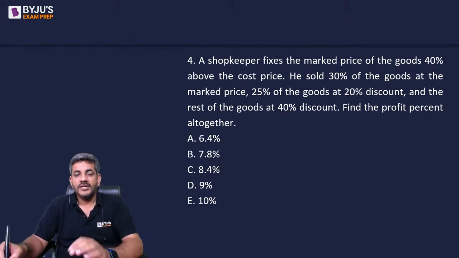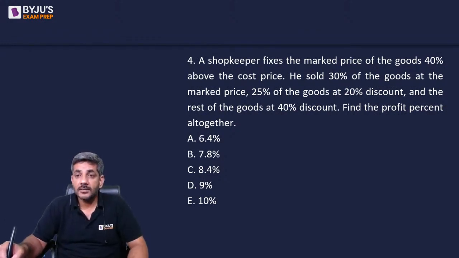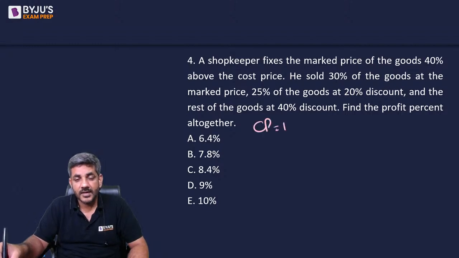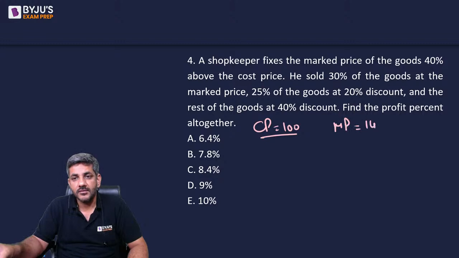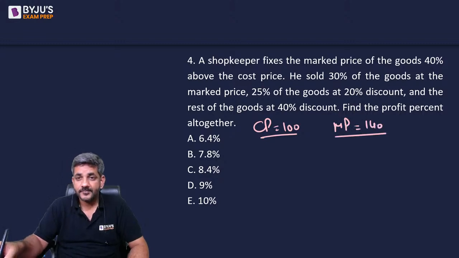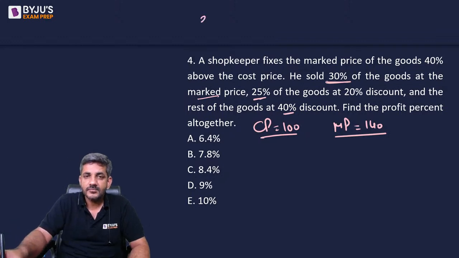Okay. So he says a shopkeeper fixes the marked price of the goods 40% above the cost price. So let us say the cost price is 100. So he fixes the marked price 40% above, that is 140. He sold 30% of the goods at marked price, 25% of the goods at 20% discount, and rest of the goods at 40% discount. I have to do 30% of the goods.